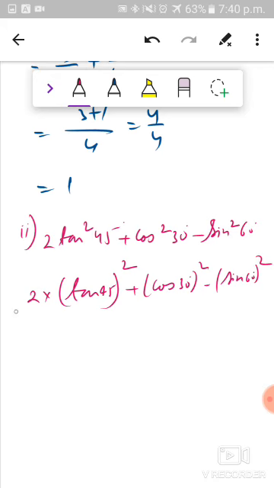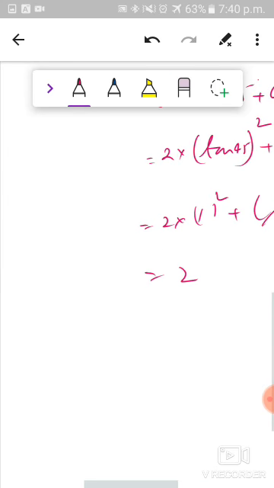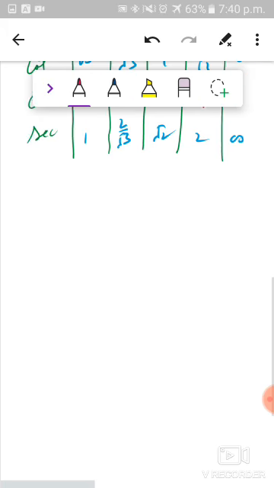What is the value of tan 45? That is 1 square, plus cos 30 is root 3 by 2 whole square, minus sin 60 is also root 3 by 2 whole square. So this is cancelled by this. 1 square is 1, 2 into 1 is 2, the answer. So the rest of the parts you can do like this. Then I am going to take one more question from this, that is an important one.